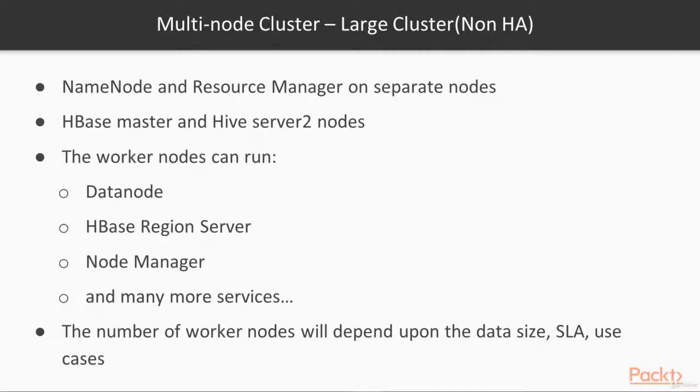So in a multi-node, large, non-HA cluster, the name node and resource manager go on separate nodes, and the HBase master and HiveServer2 on dedicated nodes. The worker nodes can be running, depending upon what kind of services I install, the data node and node manager at the bare minimum. They can have HBase region servers, and there could be many more services as I was explaining to you in the ecosystem.